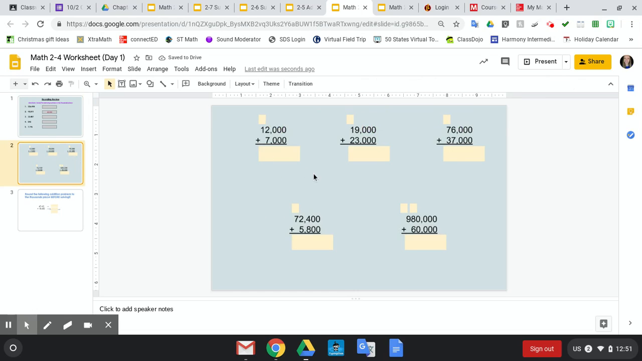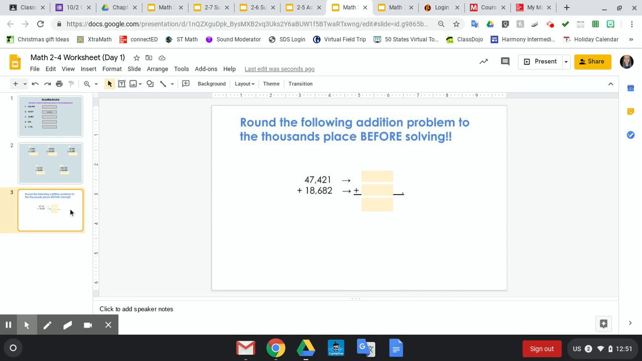Looking at the next slide, it's showing us what our problems will look like if we round correctly. So pretend there's some numbers over here. They rounded to these, and then we add. Rounding makes adding so much easier. So on the last slide, we get some practice with this.